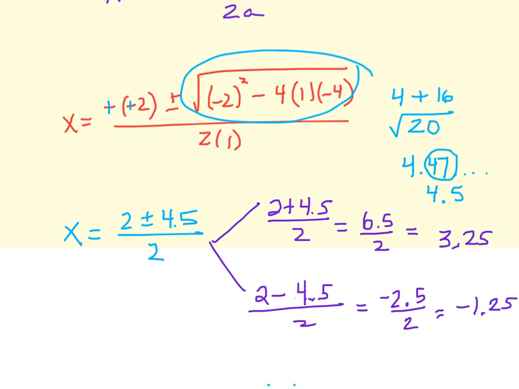So if you have a number that you have to use your calculator to take the square root of, just round to the nearest tenth, and then your answers will have some decimals. And that is a decimal right there. And that's your quadratic formula.